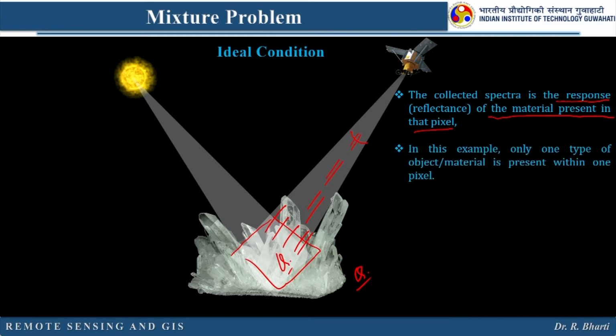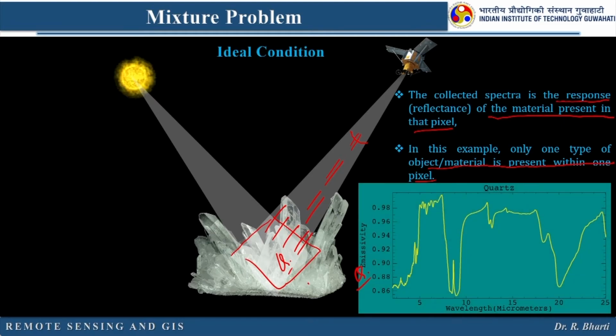Now, the next point is, in this example only one type of object or material is present within one pixel, right. So, let us assume this is IFOV, not FOV. So, in IFOV you have only quartz or only feldspar or only mica or only one type of vegetation or one species of vegetation, right. So, in that case life will be very simple and you will get a very good perfect reflected or emitted energy curve, right. So, here you can see this is the response of quartz between 2 to 25, right.